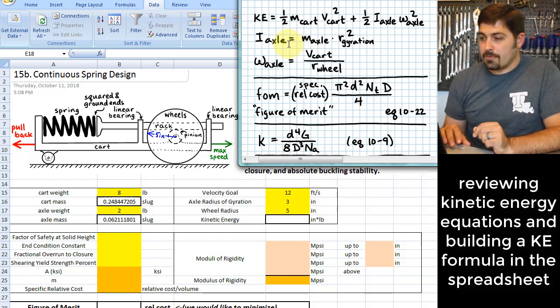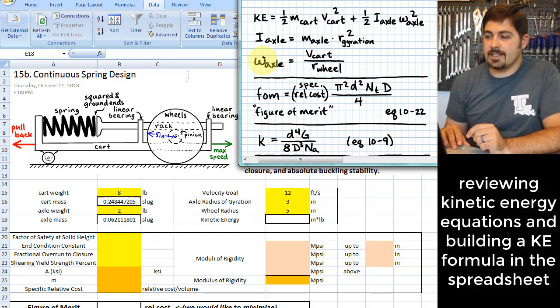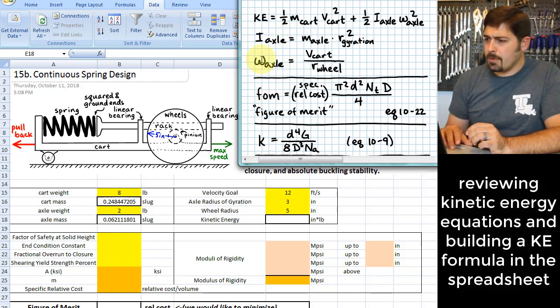Also, in order to find the angular speed of the axle once it gets up to the 12 feet per second, we would actually need to take the velocity of the cart and divide by the radius of the wheel, and that will give us that omega. Those should all be relatively review concepts from a dynamics class. So we're going to implement all of this into this cell right here.